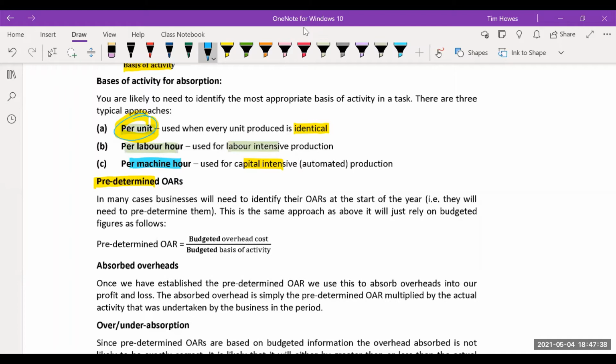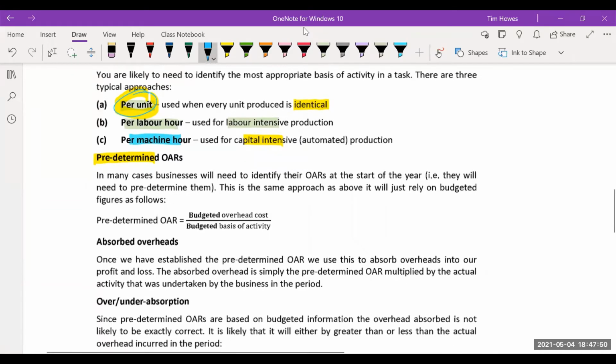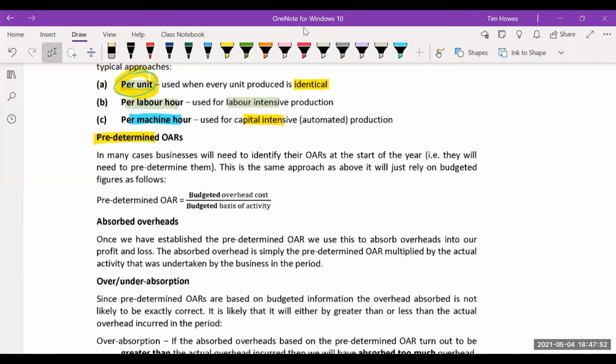Per thing going through is absolutely fine. But that's perhaps rare. And again, it might be that you've got a single product. Well, if there's only one thing that you produce, you might as well just do it per thing that you produce. Again, hopefully you see what the relevance of that is. Great, superb. Let's move on.